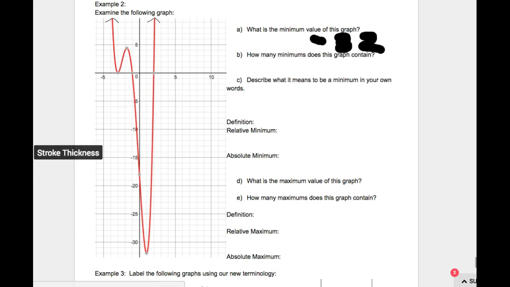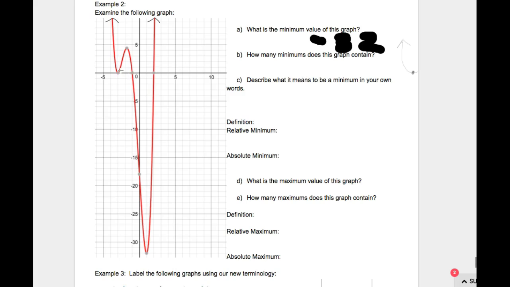Okay, now if I wanted to ask how many minimums does this graph contain, I want you to go back and think about your parabola land, okay? When you had a parabola, you had a picture that just looked like y equals x squared, and when you were talking about maximums and minimums, we would have a picture like this, and your minimum value would be the only minimum on the picture.